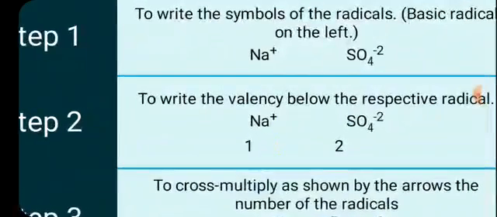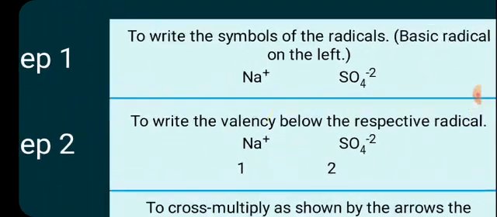Let us take example of sodium sulfate. Sodium sulfate has two ions in it, sodium ion positively charged and sulfate ion negatively charged. Sodium ion is a cation and sulfate ion is anion. Cations are always basic in nature and anions are always acidic in nature.